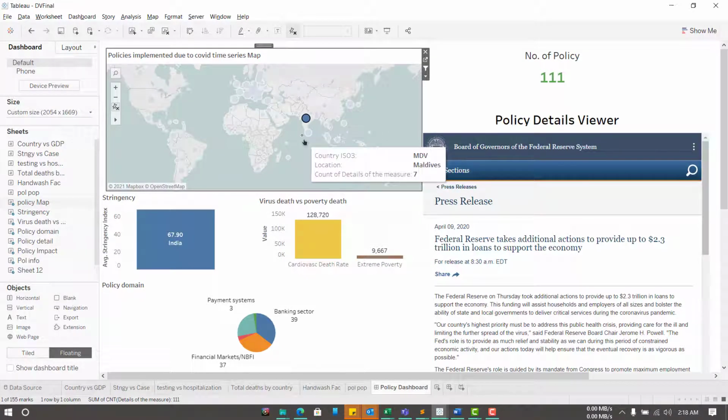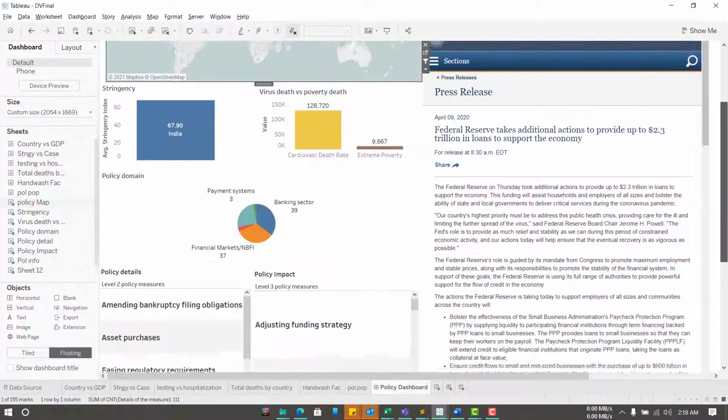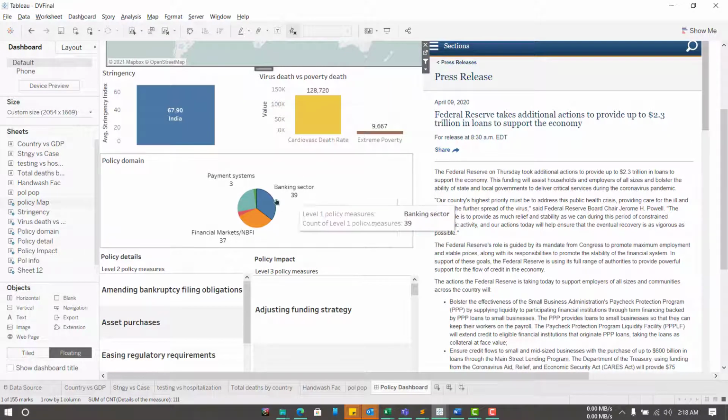So now that we have selected India in the policy domain, we can see what kind of policies India has imposed. So we can see we have 39 policies on the banking sector, 37 in the financial markets, we have 4 in the insolvency, 28 in the liquidity funding, and 3 in the payment system. So let's drill down on, say, I would like to know more about the financial markets or the NBFI policies.